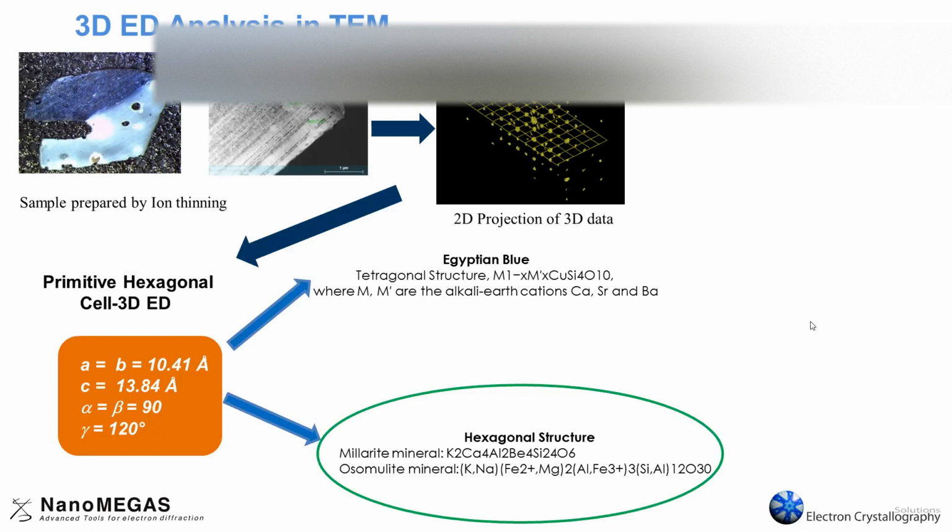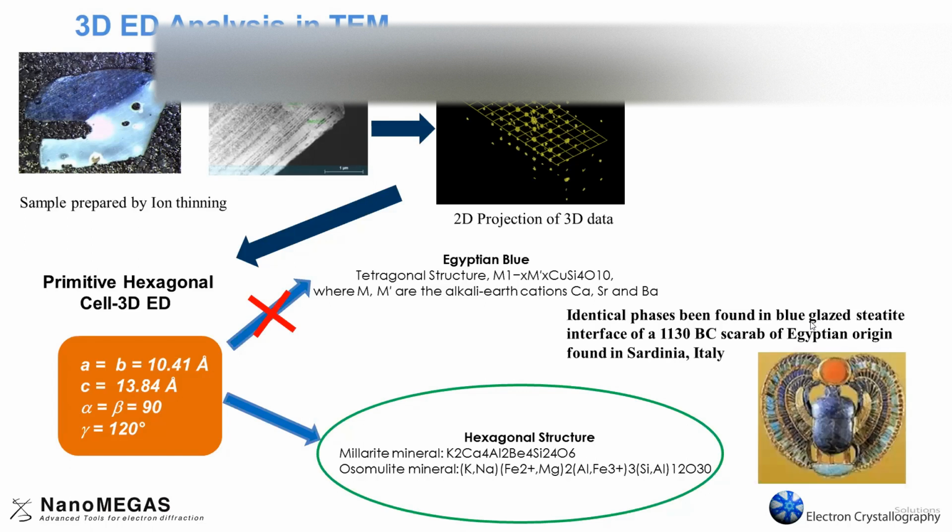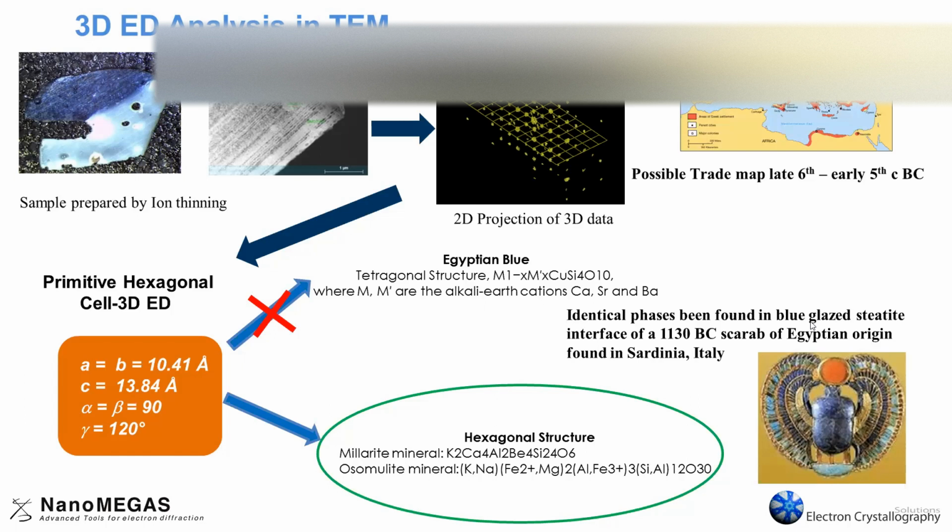As the structure is hexagonal, the first option we can discard. Interestingly, the same hexagonal mineral has also been found in the 1130 BC scarab of Egyptian origin in Sardinia, Italy. As the same mineral was found in Greece, possibly there was a trade route between Egypt, Italy, and Greece in this period, and this can also be confirmed from the literature. This work we have published in a recent article of Scanning in 2019.